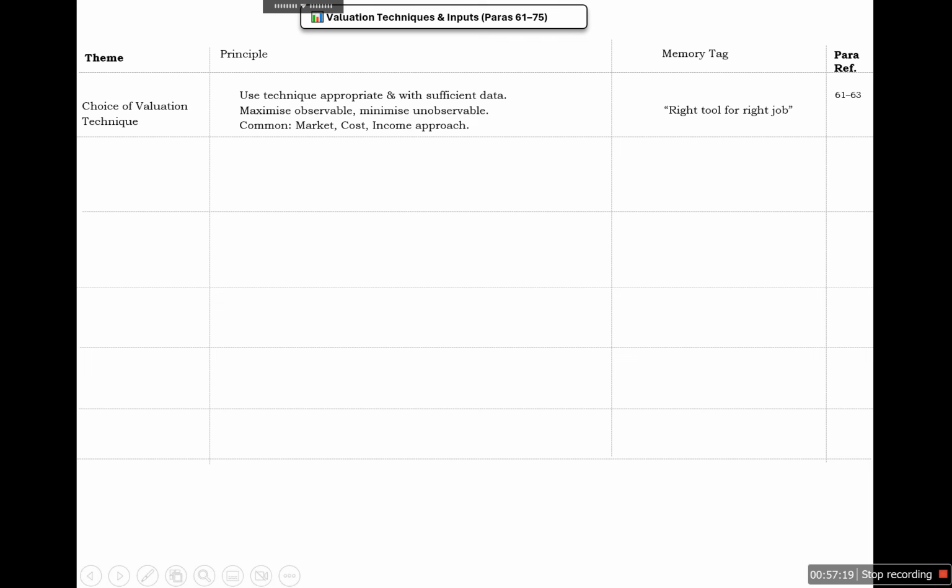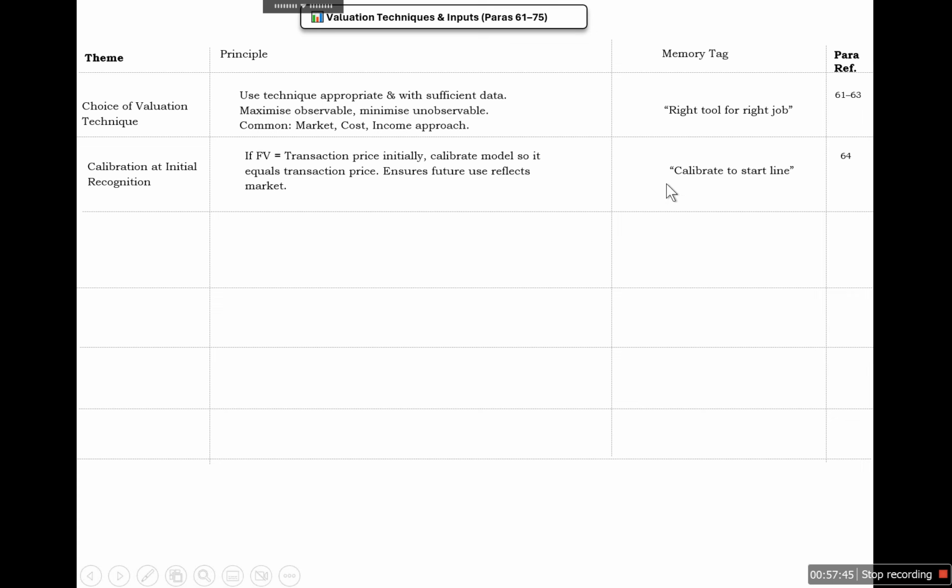So if we check the valuation techniques and inputs, on the choice of valuation technique, we need to use the technique appropriate with sufficient data. We need to maximize the observable inputs and should minimize the unobservable inputs. And the common ones are the market approach, cost approach, or income approach. So the memory tag is that we need to use the right tool for the right job.